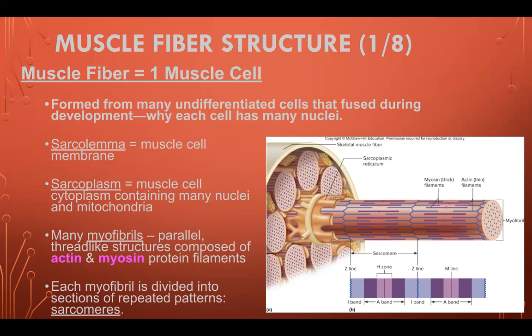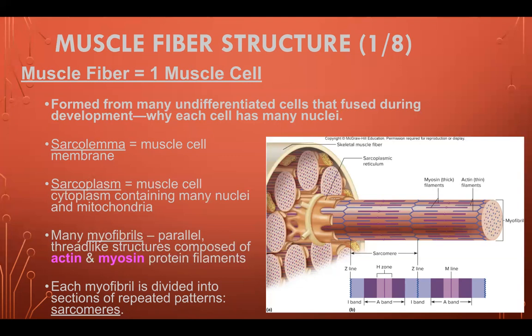So the name for the membrane that surrounds a muscle fiber is the sarcolemma. So you're going to see this prefix quite a bit, okay? So sarcolemma is just the special name for the cell membrane of a muscle fiber. The sarcoplasm, again, this is the cytoplasm, but specifically for a muscle fiber. And the sarcoplasm is unique from other cells because, again, there are many nuclei, plus there are a lot of mitochondria to help to drive the production of ATP through cellular respiration.